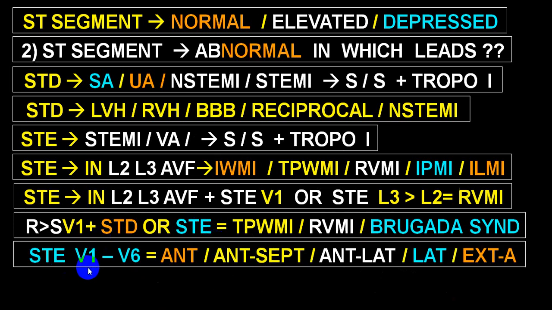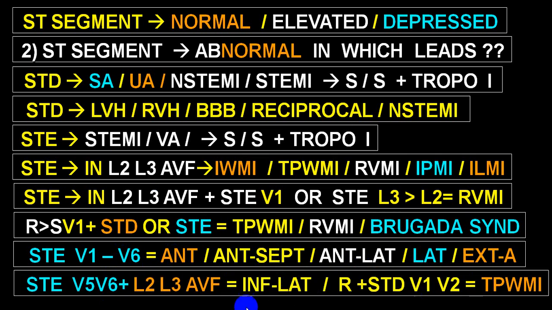If you get ST elevation in V1 to V6, we already mentioned: if you get it in V1, V2, it is septal. If in V3, V4, it is anterior. If in V1 to V4, anteroseptal. If in V5, V6, lateral. If in V1 to V6, extensive anterior. Now, if you get ST elevation in V5, V6 plus lead 2, lead 3, aVF, inferolateral. And if you get a tall R wave plus ST segment depression in V1, V2, and there is a tall T wave, true posterior wall MI.